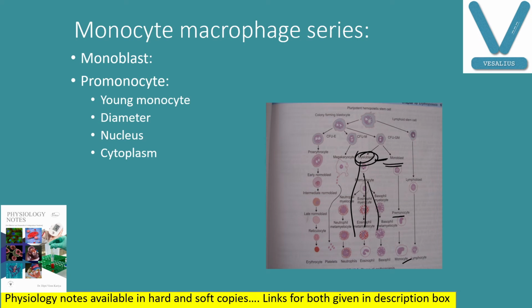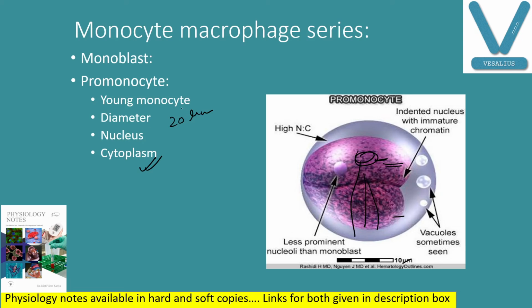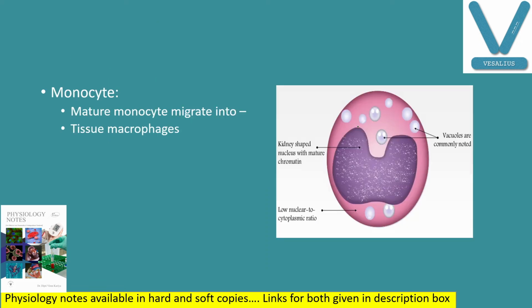Promonocyte is the young monocyte, and size is slightly larger, 20 micrometer diameter. A large and indented nucleus is there. Nuclear chromatin is arranged in a loose network. Cytoplasm is basophilic. Azurophilic granules are present, and they are larger than in a normal monocyte. Again, you can see here in this diagram the nucleus and cytoplasm. Now it matures to form the monocyte. This is your mature monocyte.